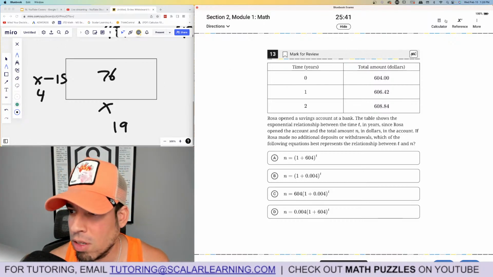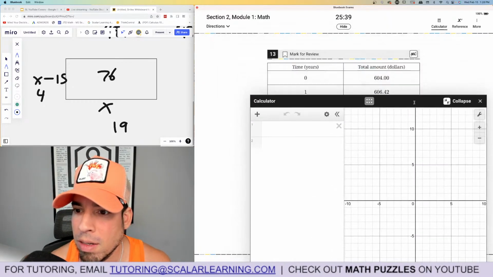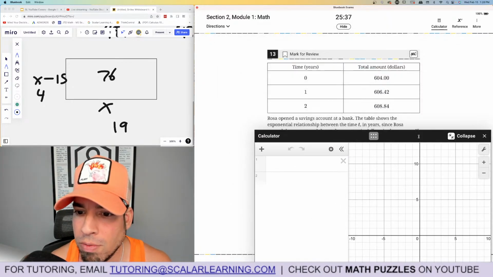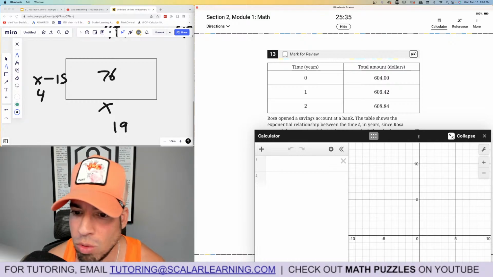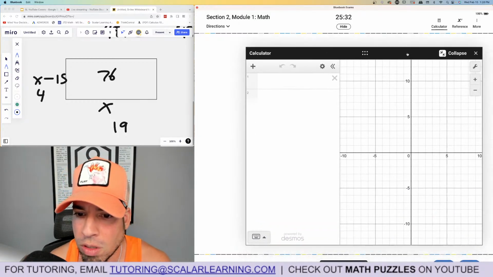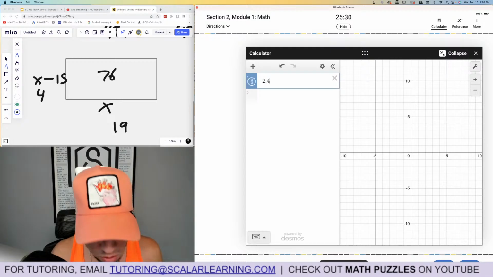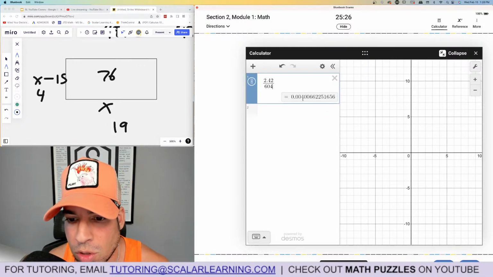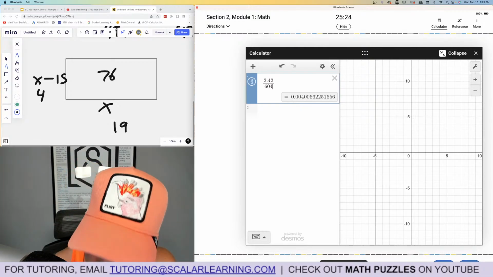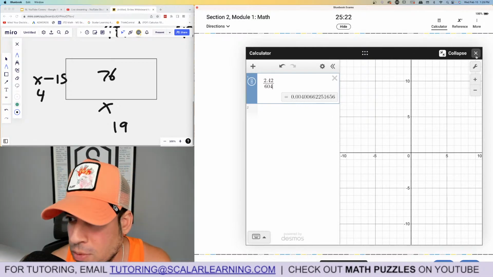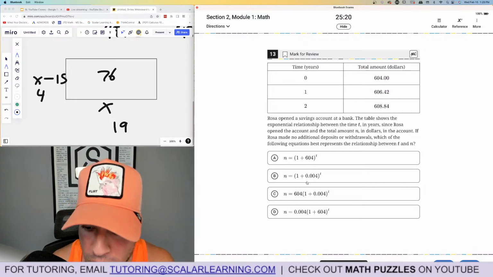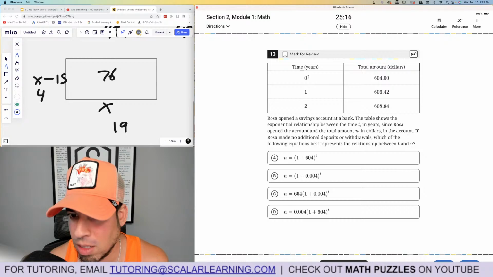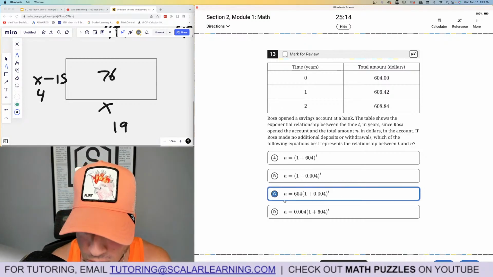Sorry, let's use the calculator. It's going up by $2.42 out of 604. So $2.42 out of 604. So that's 0.004, which is 0.4%. So that means the 0.004 has got to be in here. And then there's got to be the initial value, which is at time 0, which is 604, has got to be out here. So it's got to be C.